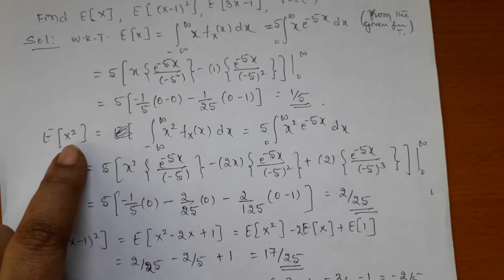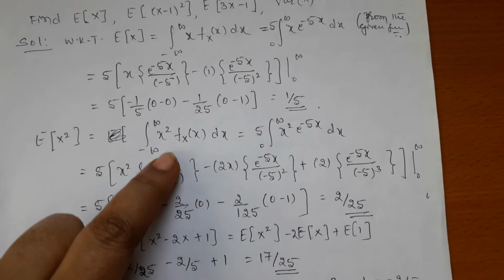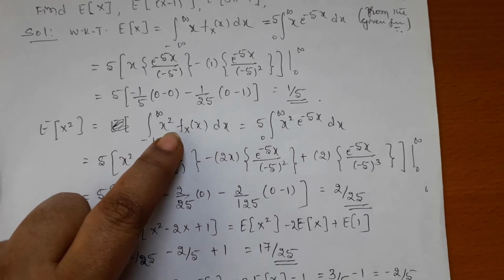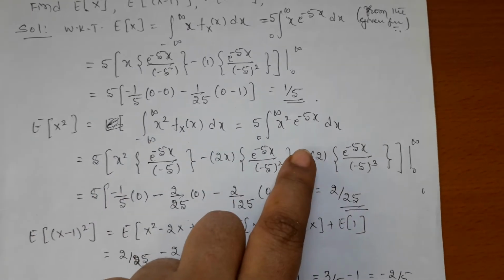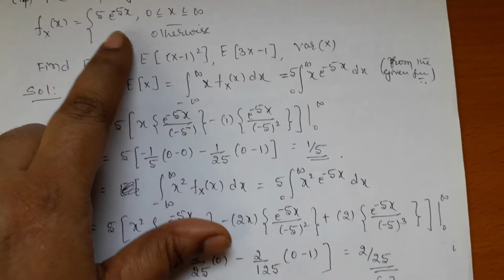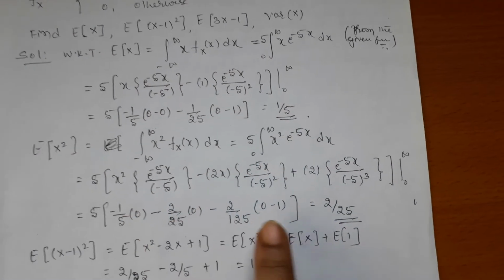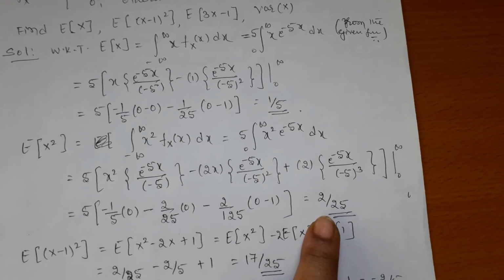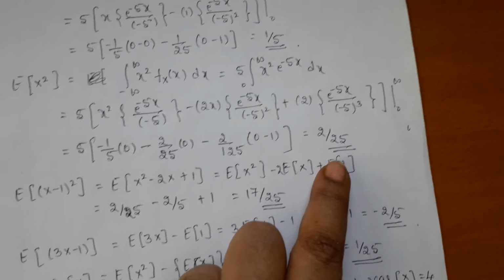Similarly, I have to calculate E of x square. E of x square means my second moment: minus infinity to plus infinity, x square f(x). Again I change the limits to 0 to infinity, because the given function exists only from 0 to infinity. Then again using the UV rule or Bernoulli's rule, apply the limits and simplify, we get 2 by 25.